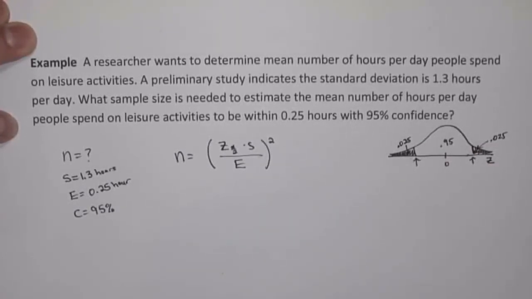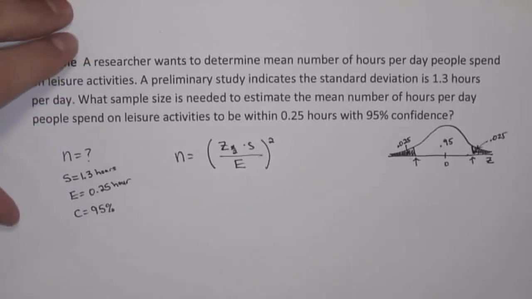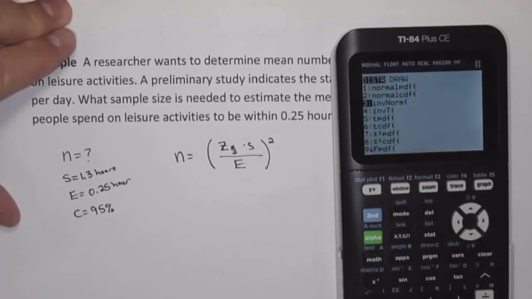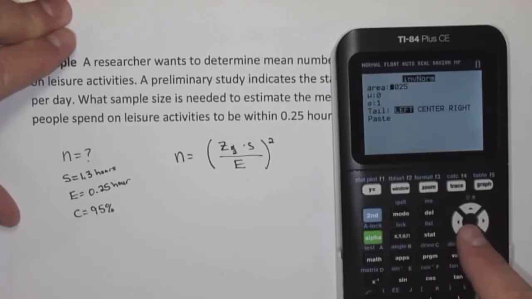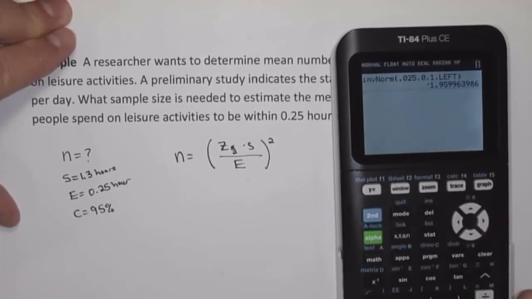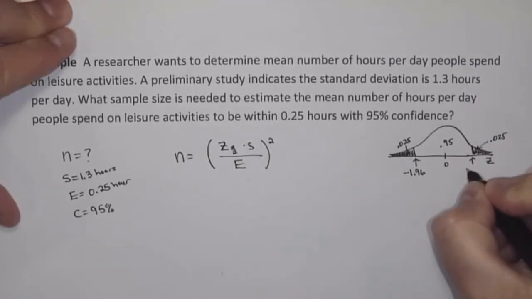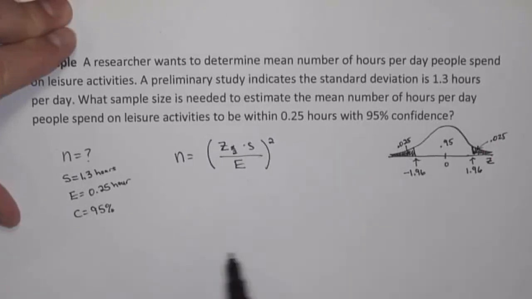Well, we can do that several different ways. We can use the standard normal table. We can use inverse norm on the calculator, or we can use the normal calculator in StatCrunch to figure out what those critical values are. If I use the inverse norm command on my calculator, then I go to distribution, inverse norm. 0.025 is the area in the left tail, and so that is negative 1.96, which means by symmetry this is positive 1.96, so our critical value here is 1.96.